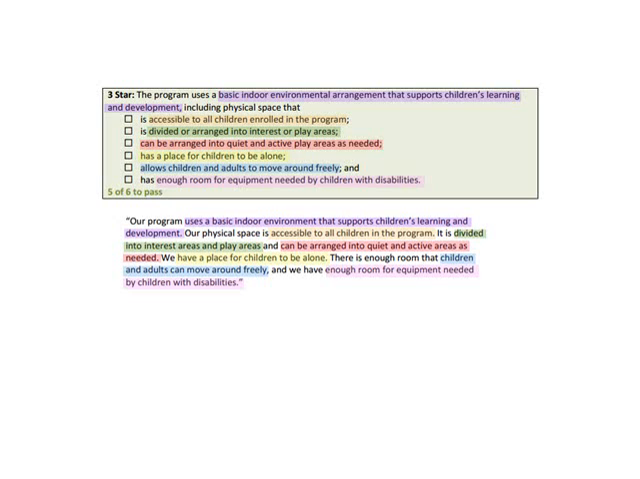Our program uses a basic indoor environment that supports children's learning and development. Our physical space is accessible to all children in the program. It is divided into interest areas and play areas, and can be arranged into quiet and active areas as needed. We have a place for children to be alone. There is enough room that children and adults can move around freely, and we have enough room for equipment needed by children with disabilities.